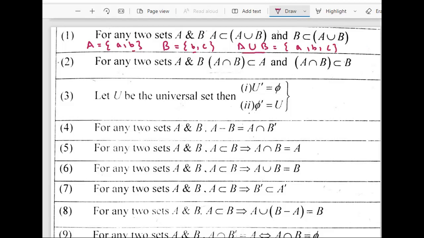So is A the subset of A union B? Yes, it is. The elements of A are A and B, and the elements of A union B are A, B, and C. So clearly A is a subset of A union B. And is B the subset of A union B? Yes, it certainly is. B has B and C, and A union B has B and C. So both these sets would be the subset of the big set which is made using the union of the small sets, right?